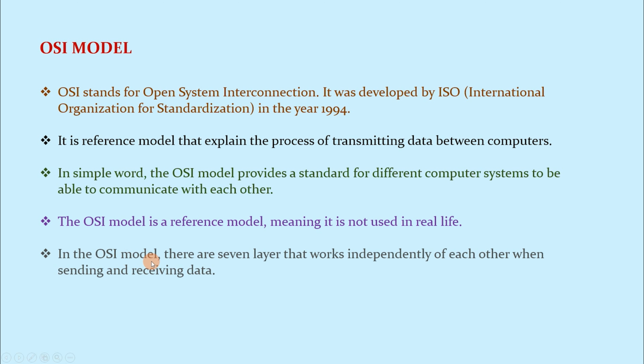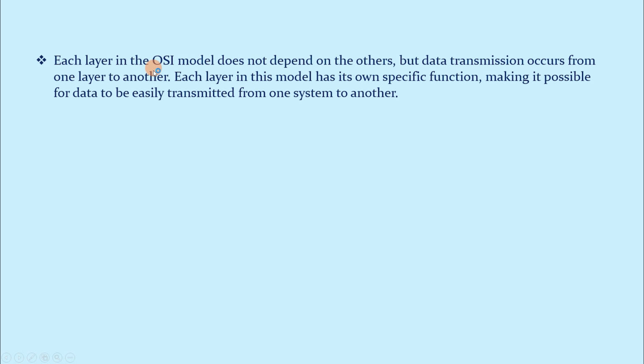In the OSI model, there are 7 layers that work independently of each other when sending and receiving data. So there will be 7 layers in this OSI model which will work independently and will help you in achieving your ultimate goal, that is to transfer and receive data. Each layer in the OSI model does not depend on the others, but the data transmission occurs from one layer to another. Each layer in this model has its own specific function, making it possible for data to be easily transmitted from one system to another.